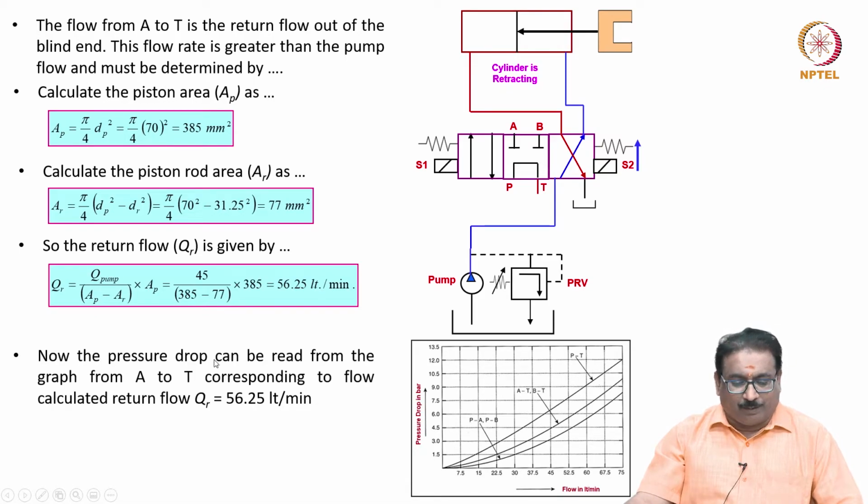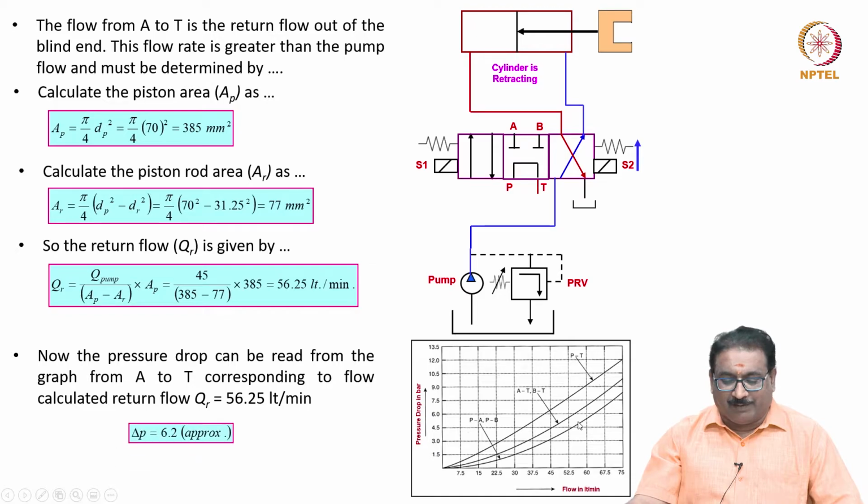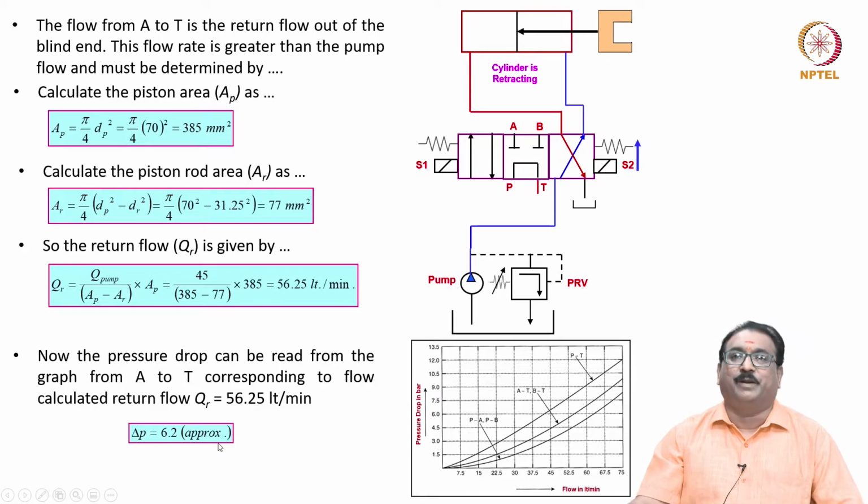Using this, you have to find out the pressure drop. Now the pressure drop can be read from the graph A to T, no? A to T it is correct. A is connecting to T. A to T corresponding to the flow rate, return flow how much it is? 56.25. You will mark here approximately 56.25 and you will move up, approximately I will get here 6.2, correct? 6.2 is the pressure drop for the return flow. Very simple like this. How to read this you have to learn. Whether it is a crossed configuration or otherwise, you have to find out the same way.